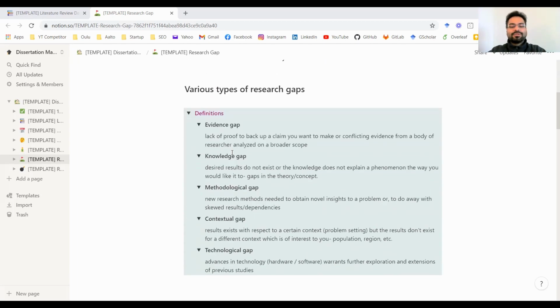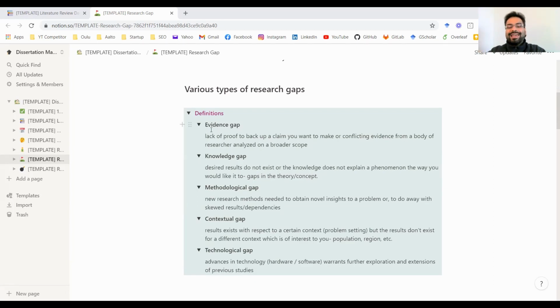Now, there are various types of research gaps that exist, and I have tried to categorize them into some of the things I could think of. Of course, this is not an exhaustive list. There might be more, but this might give you some pointers on the aspects you should think about on what qualifies as a research gap.